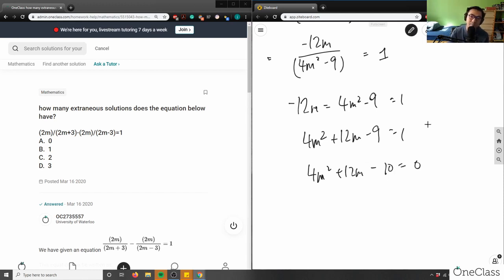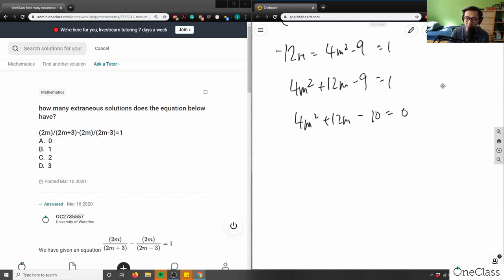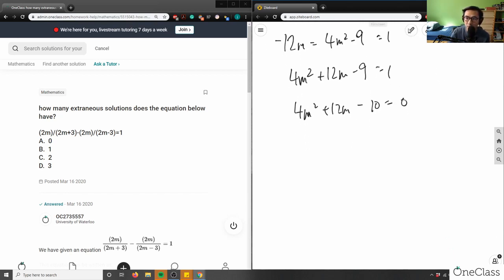Equals 0. Now what we can do is choose one of two approaches. You can either factor out the 2 because they're both even terms. So we can factor the 2 first and then see if we can do factor by inspection. So let me do that. I can factor the 2 here.